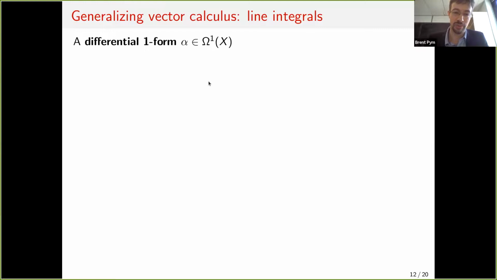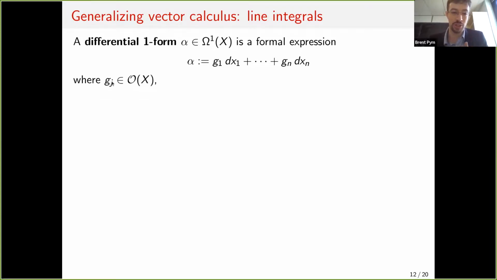Okay, so what is a differential one form? So I'm going to denote the set of all of these objects. Differential one forms are Omega 1 of X. That's the notation. What does it mean for alpha to be a one form? Well, very simply, alpha is just a formal expression where I take a linear combination of these formal symbols, dx_i, and with some coefficient functions, g. Okay, so I take a bunch of coefficient functions, g, which are regular functions on X. So they're ultimately just some polynomials. And I multiply them by these symbols, dx. Okay? And that's what a one form is. That's all it is. It's just a formal expression.